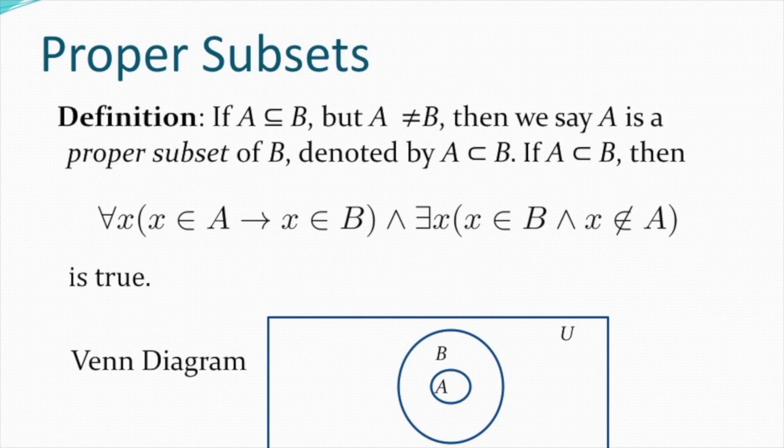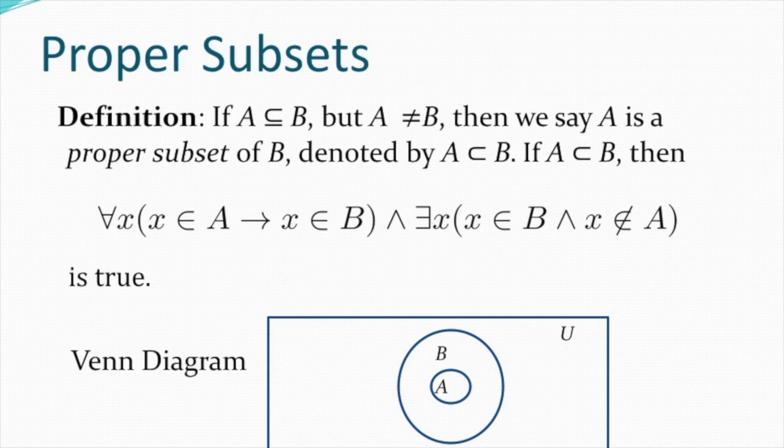So if we have A, which is a subset of B, but A is not equal to B, then we say that A is a proper subset of B, and we denote it by the notation A proper subset of B. And then for all X, now the relationship is different, because for all X, if X belongs to A, then it belongs to B. The only exception is that there is one small X in B, and it's not in A.